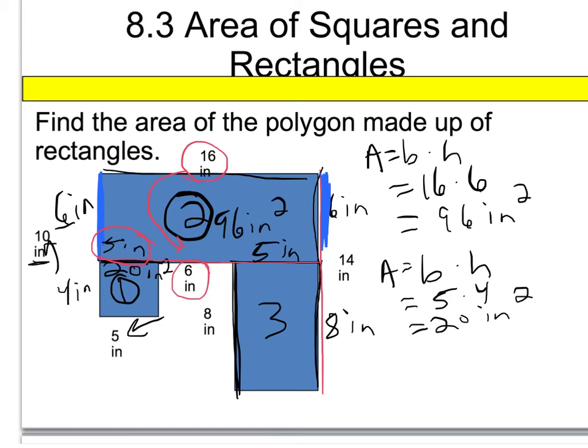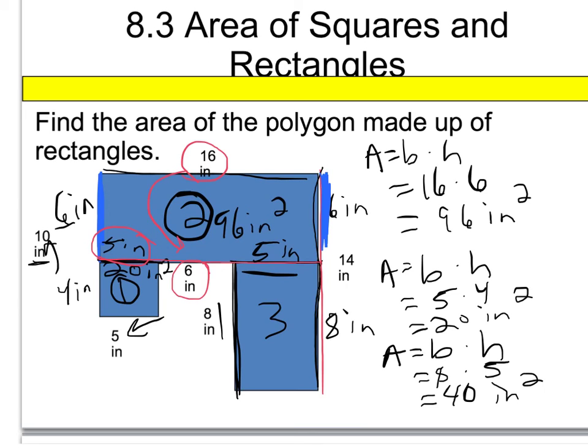Again, go back to your formula of base times height. We have our base here. We have our height here. We have 5 inches times 8 inches. Base is 8, height is 5, or vice versa. It looks like I might have gone back on that, but that's okay. You can intermix them. 40 inches squared.